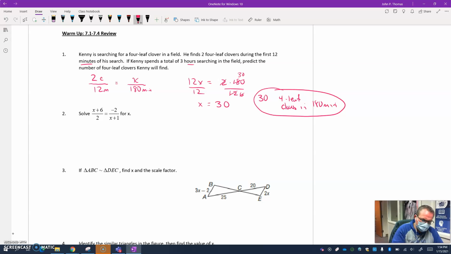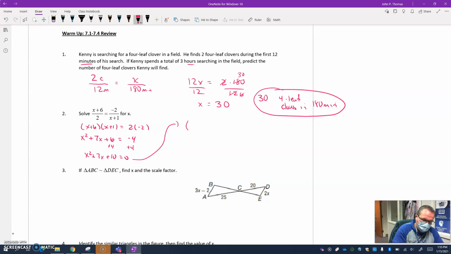Now, example 2 is a proportion for us to solve, so we're going to start by cross multiplying. We have x plus 6 times x plus 1 equals 2 times negative 2. That's an x squared plus 7x when we FOIL and combine middle terms, plus 6 equals negative 4. It is a quadratic, so we're going to get everything to one side, so we'll add 4 over. X squared plus 7x plus 10 equals 0.